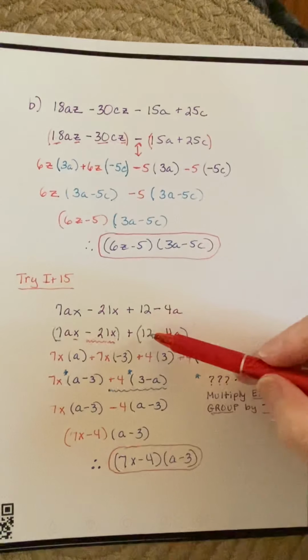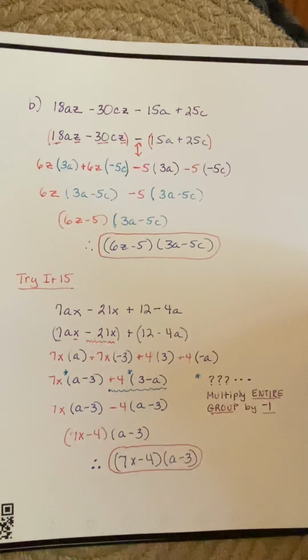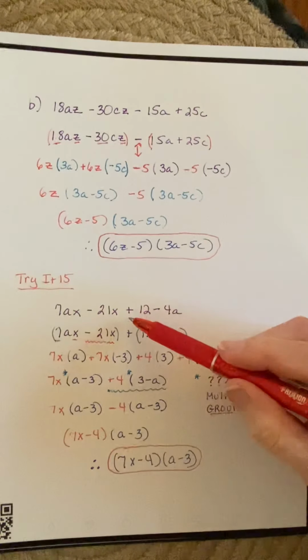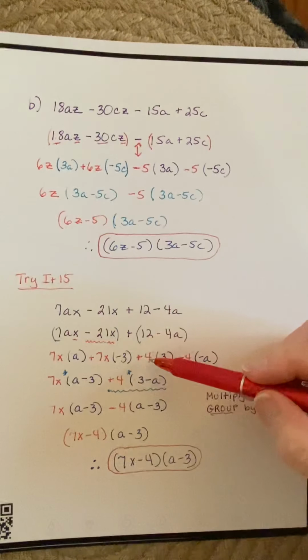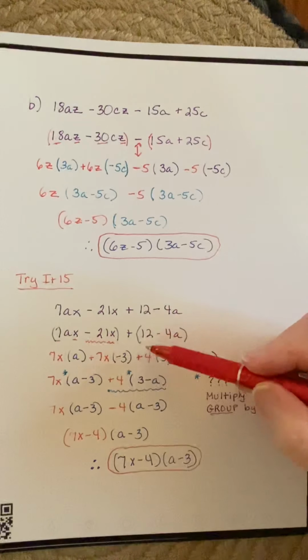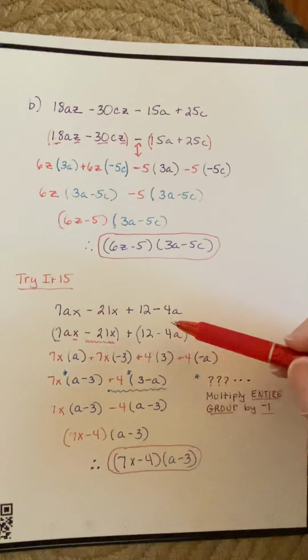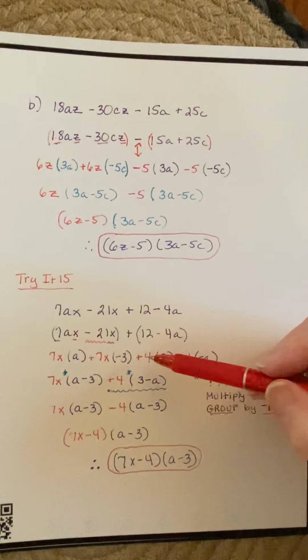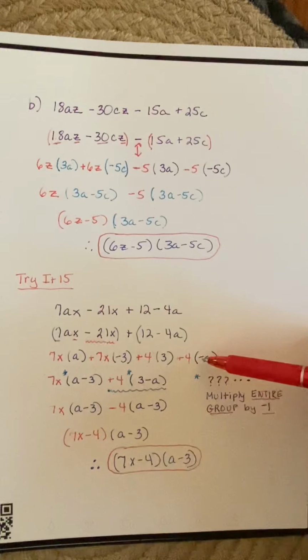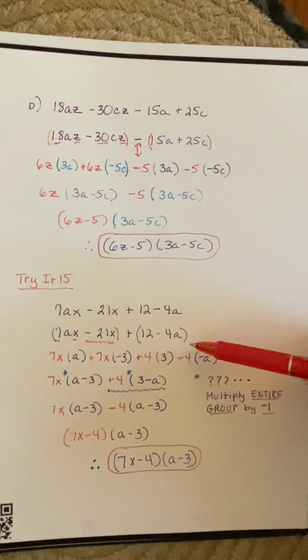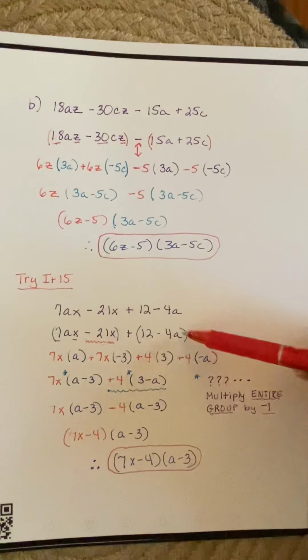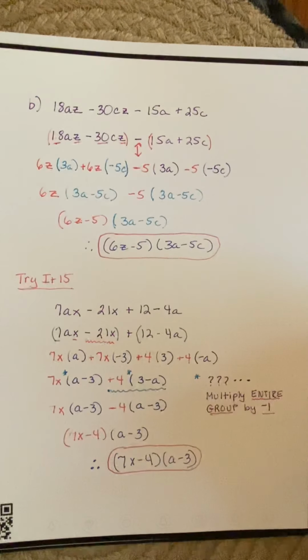Here, I look at my 12 and 4. All I can take out is a 4. So again, positive, positive, positive. I'm taking out a 4. So 12 divided by positive 4 is 3. And negative 4 divided by positive 4 is a negative a. Okay. Of course, the a stays because I wasn't taking any letters out.